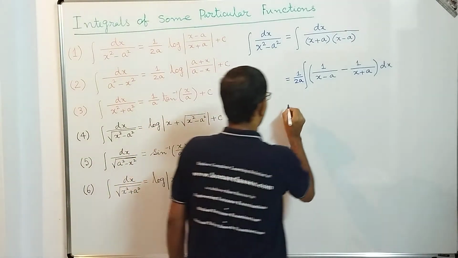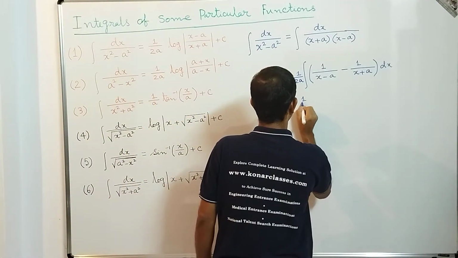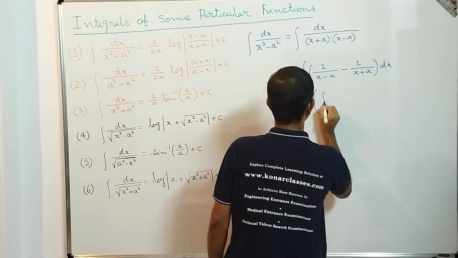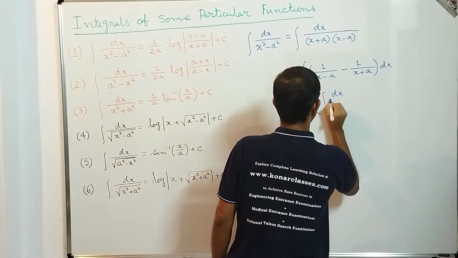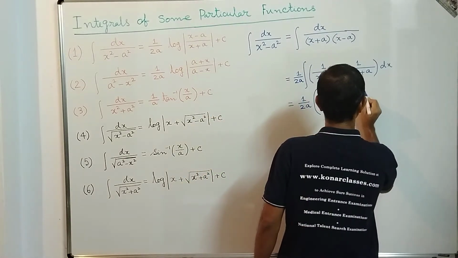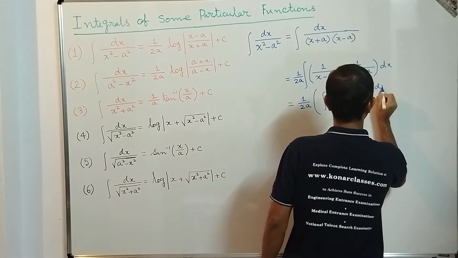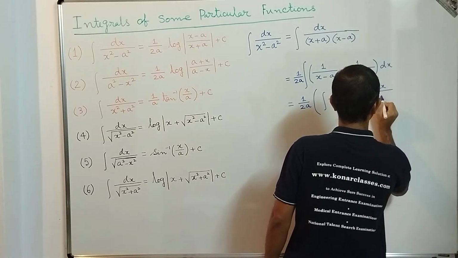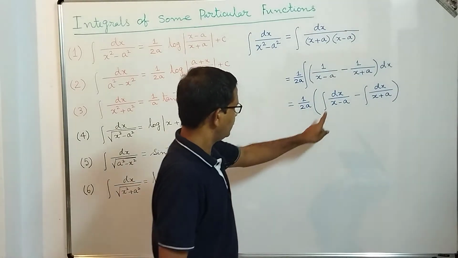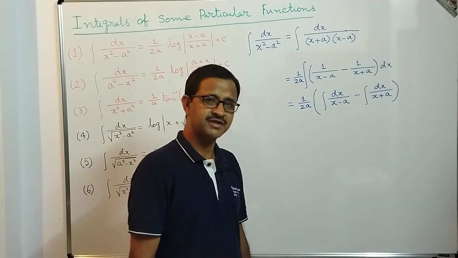So now, dear students, with 1 by 2a, what we get is that this is equal to integration dx by x minus a minus integration dx by x plus a. Now what is integration of dx by x minus a?